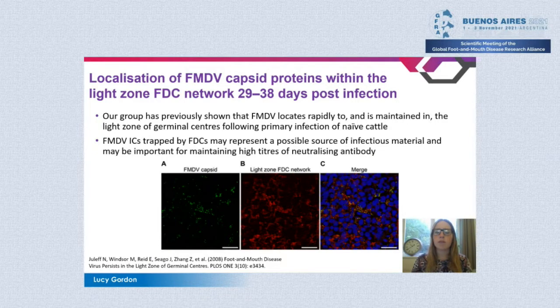Our group has previously shown that FMDV locates rapidly to and is maintained in the light zone of germinal centres following primary infection of naive cattle for up to 38 days post-infection. The hypothesis was that FMDV immune complexes trapped by follicular dendritic cells, or FDCs, may represent a possible source of infectious material and may be important for maintaining the high titers of neutralizing antibodies seen post-infection.